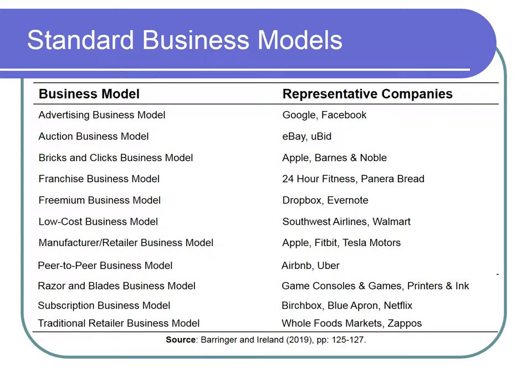Then you could do auctions, like eBay was. You could have buildings and online sales, called bricks and clicks, and franchises. One we see a lot in apps is the freemium business model, where you get a free service, and then if you want more features and functions, in the case of Dropbox more storage, you have to pay for that. Then in more traditional worlds, you might have a low-cost business model where you're basically trying to make your price the lowest. You manufacture, retail.